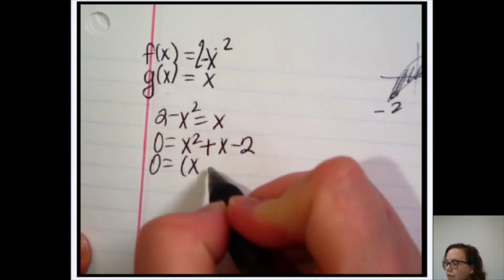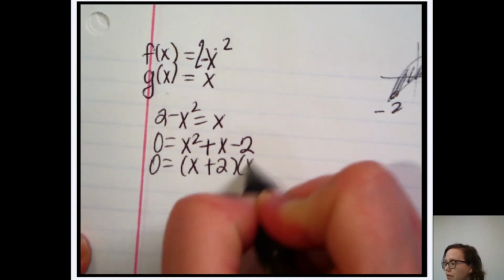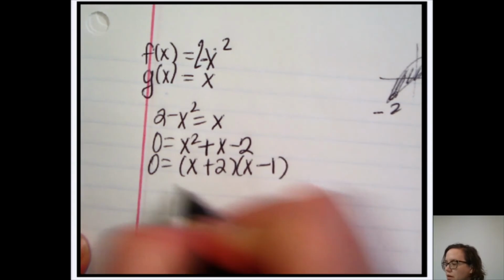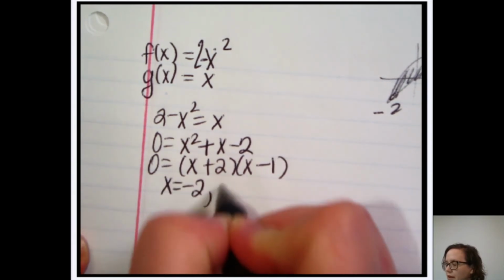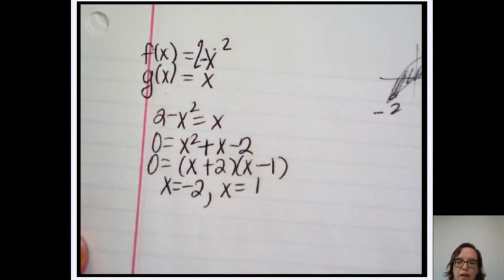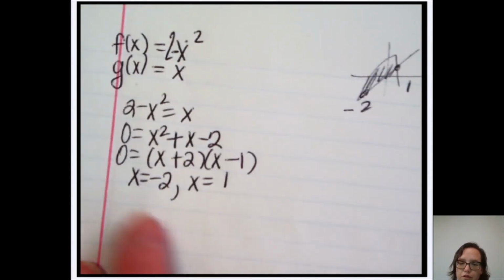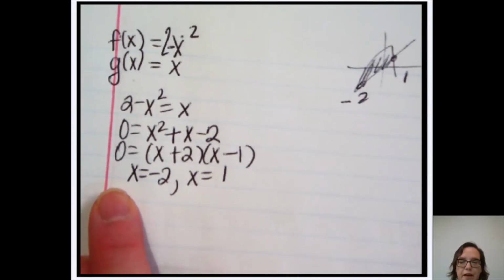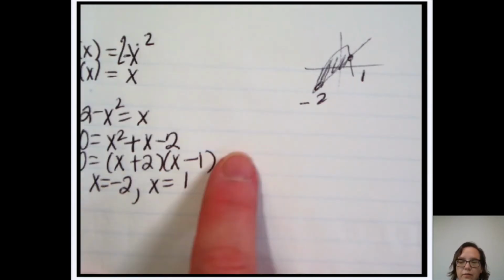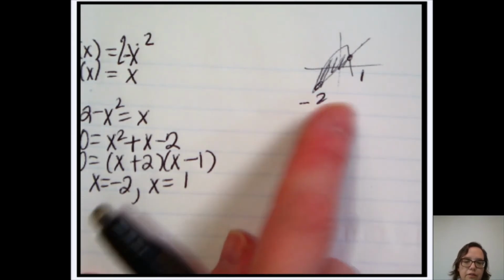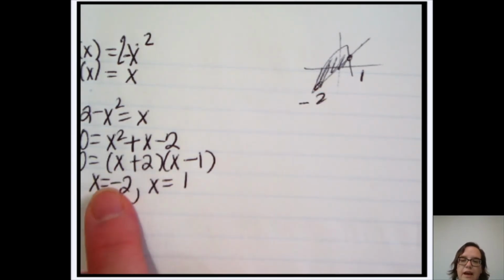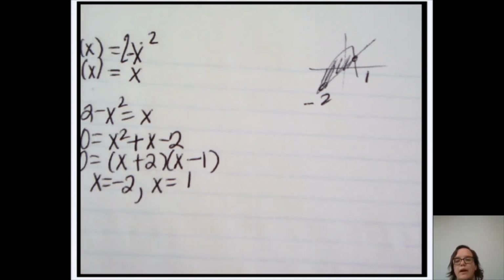And then if we factor, this is x plus 2, x minus 1. So x equals -2 and x equals 1. And so those are the two x values where they intersect. And so that's what we would be using here. Okay, so here's with Desmos and here's algebraically. Do I care which way you do it? No, but just make sure you know how to find it.